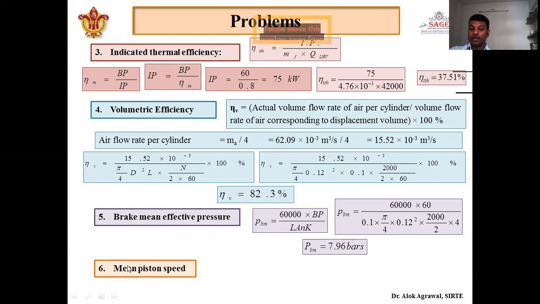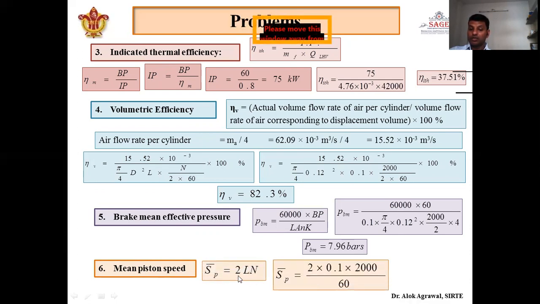Okay. Finally, mean piston speed. The mean piston speed formula we know: Sp is equal to 2 L N. Now substituting all the values, 2 into L is 0.1 into 2000. Again we are dividing it by 60 to convert it to seconds, because generally we express speed per second. So it will come out to be 6.67 meter per second.